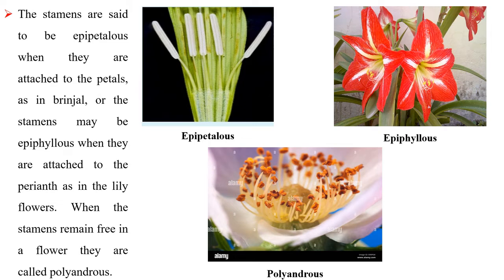The stamens are said to be epipetalous when they are attached to the petals, as in brinjal, or the stamens may be epiphyllous when they are attached to the perianth, as in the lily flowers. When the stamens remain free in a flower, they are called polyandrous.